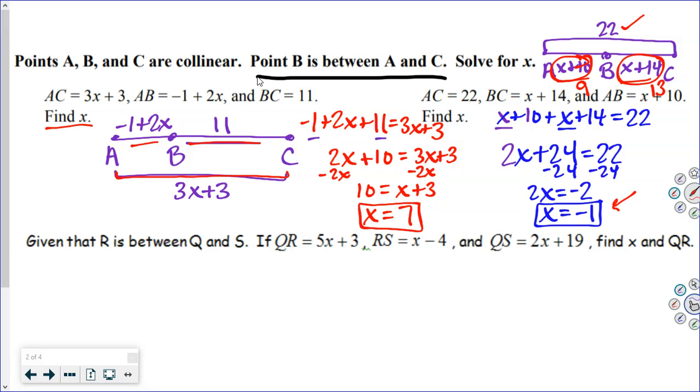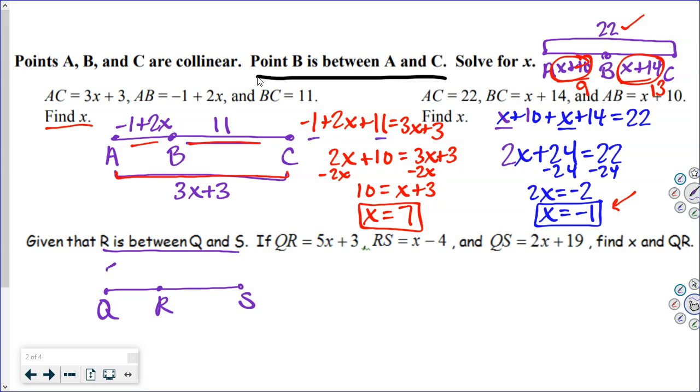So you're going to draw your picture. First thing I'm going to do is read that given that R is between Q and S. So I have the Q and the S as my endpoints, and I have R somewhere in between those. Again, it does not have to be in the middle unless I see that word midpoint.